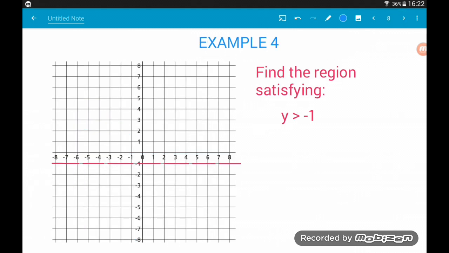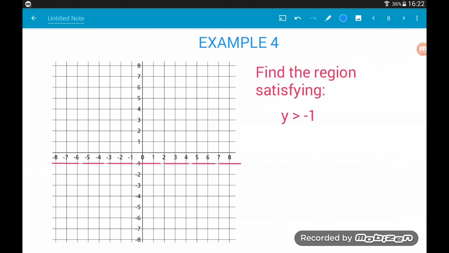Okay, the next example, y is greater than minus 1. This time, we draw a straight line at y equals minus 1, and this time we've got a strict inequality, so our line has to be dashed.